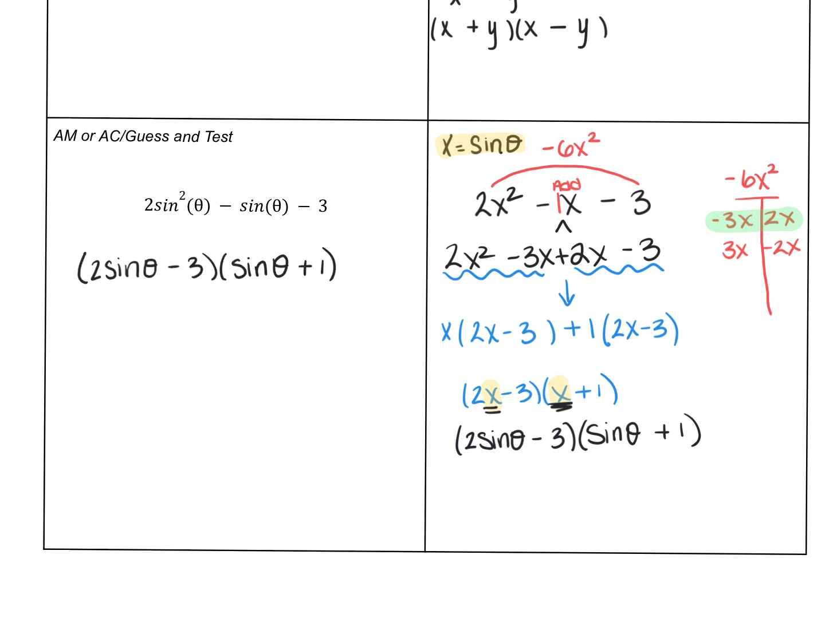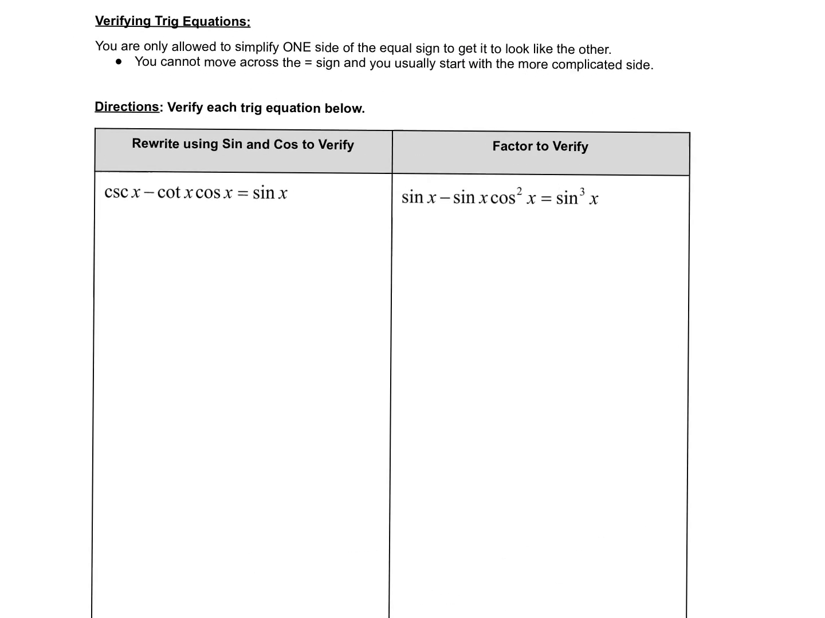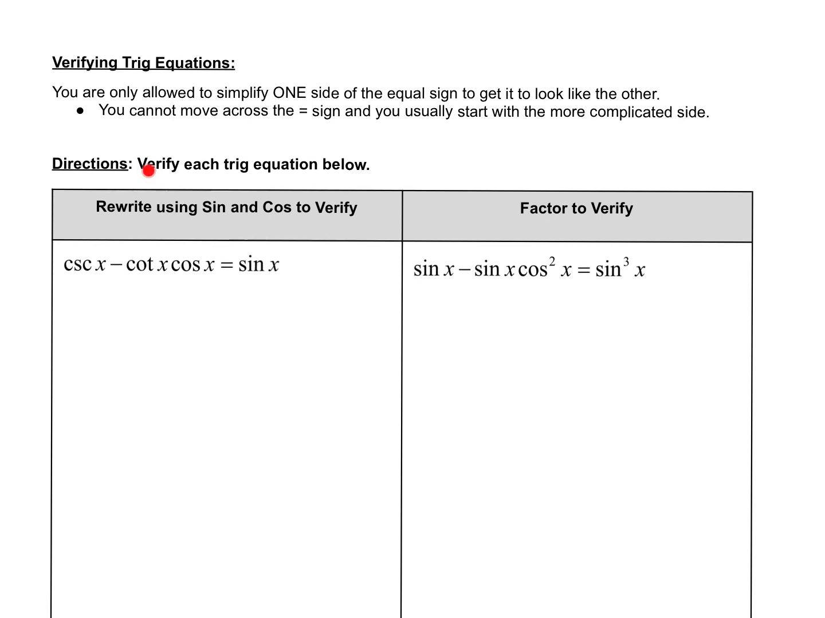All right, so those are the three main factoring techniques that we're going to be using when we verify expressions. So if you take a look at the back, the goal here is to verify a trig equation. The directions specifically just say that. Verify each trig equation below. A trig equation is an equation that has an equal sign, and you need to verify that the left side of the equation equals the right side of the equation.